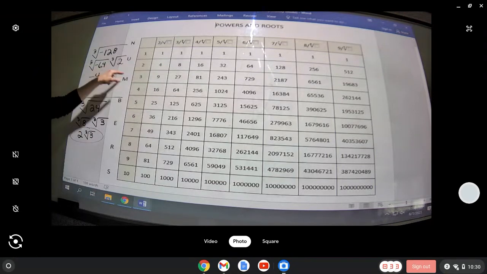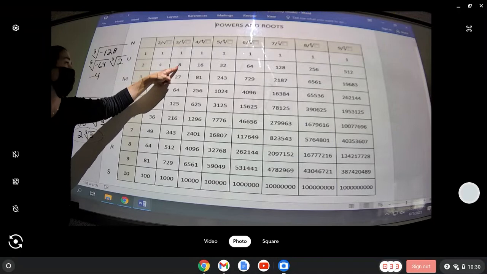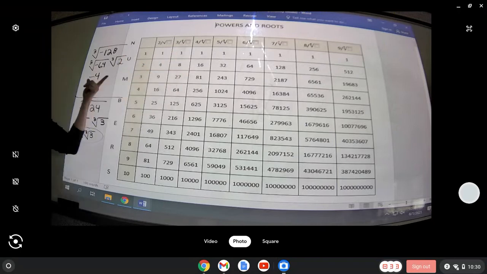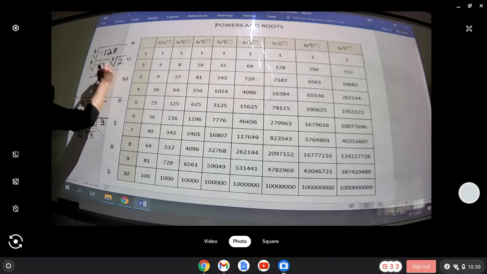And then the third root of 2. Guys, you can't take the third root of 2. He's not a number in this list. Nothing on this list divides evenly into 2. He's the leftover. He's the part that's stuck. So the third root of 2 stays. So this will simplify to negative 4 times the third root of 2.